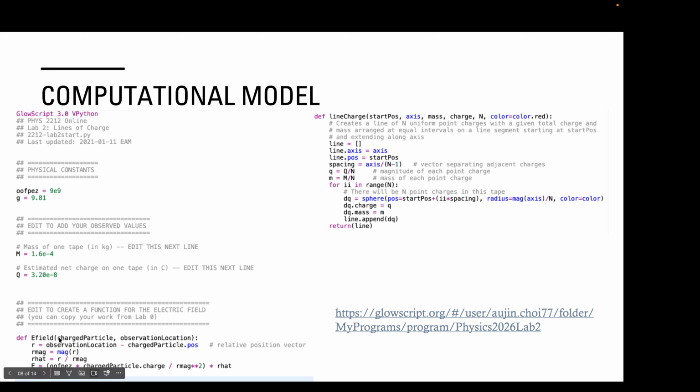And here we're defining our electric field. r hat is r divided by r magnitude, and the electric field is k times the charge of the particle, divided by the r magnitude squared, times r hat. We're also helping define dq, which is going to help us later. dq is equal to Q over N. This will help us find the magnitude of each point charge. And this is the link to my GlowScript.